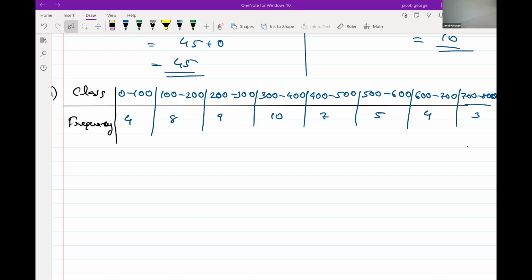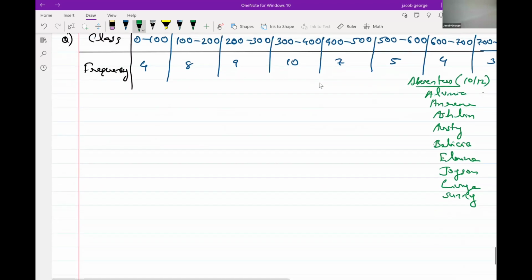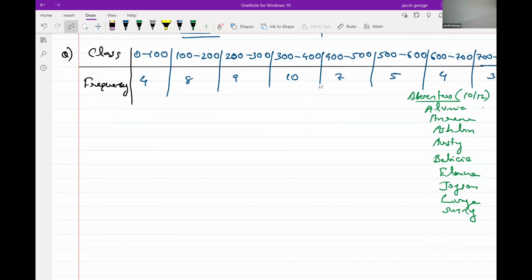Sir, if there are two middle values, when the number of class intervals is even, do we take two middle values? You can take the one which has the highest frequency out of the two middle values. There is no problem taking one of them, but if you take the one with the highest frequency, you can avoid the bigger number multiplication. Okay, sir.